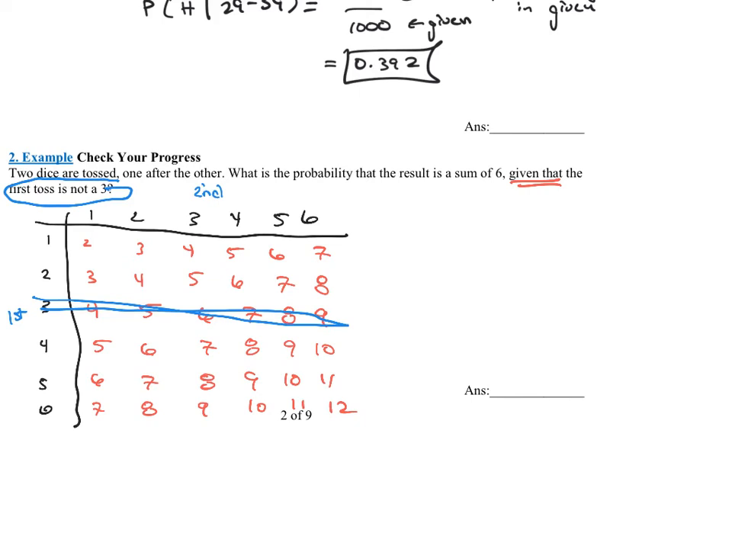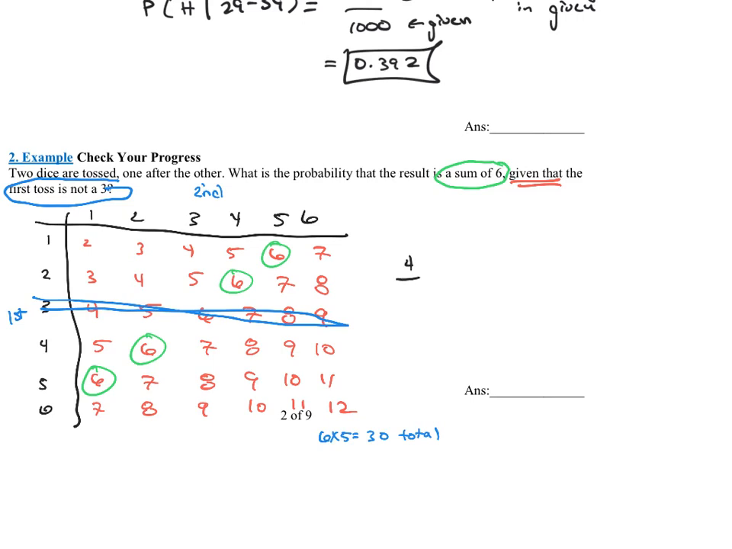So I want you to notice now, how many possibilities do I have left? Well, it seems like I have 6 across and I have 5 down. 6 times 5 is 30, my total number of possibilities, given that the first die is not a 3. So now we need to look at what we want. We wanted a sum of 6. So how many 6s do we have in this chart? Looks like we have 1, 2, 3, 4 possible ways of getting 6 out of the 30 total possible choices that we have given the information.